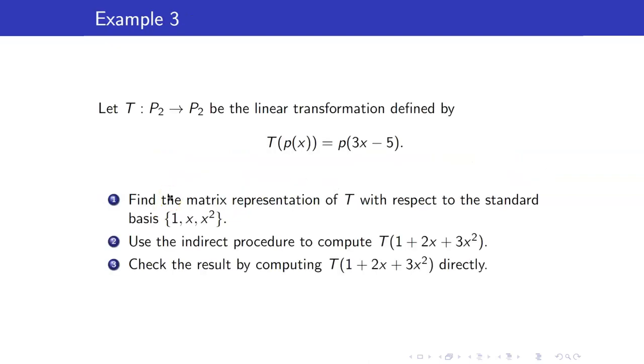Here's another example. Here we have a linear operator from P2 to P2. It maps a polynomial p of x to p of 3x minus 5. Again, we want to find the matrix representation of T with respect to the standard basis. And we will use the indirect procedure to compute T of 1 plus 2x plus 3x squared and check the result by computing this directly.